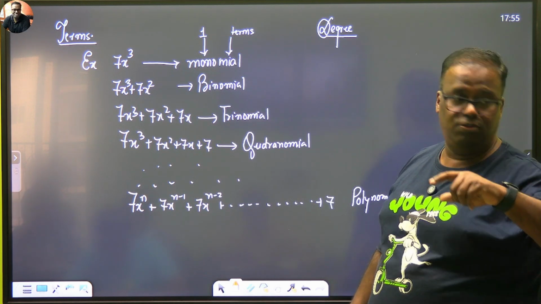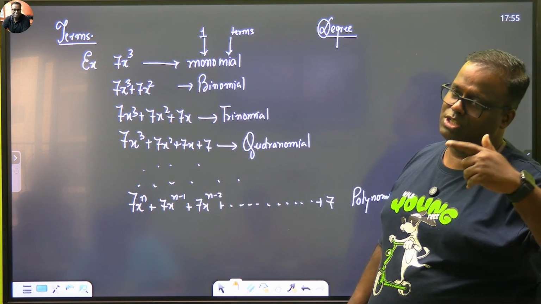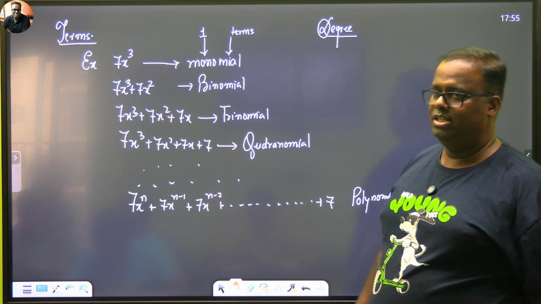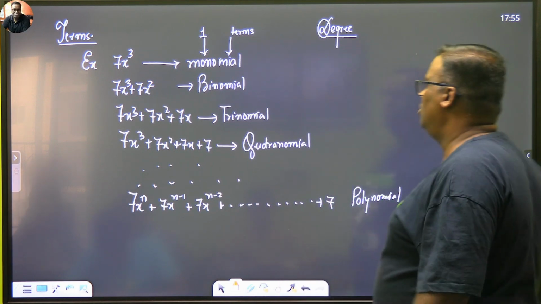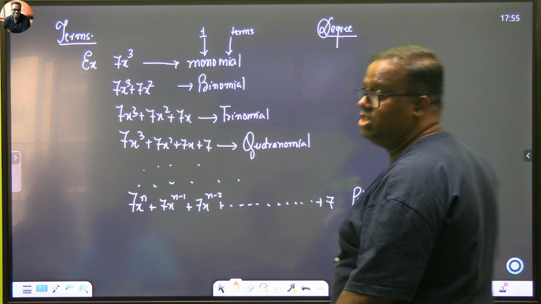That means if you see an x, you will see only x. If you see a y, you will see only y. If you see a z, you will see only z. But x and z together will not come. Okay? Understood? So out here also, I am having my algebraic expressions all in one variable, which is x.